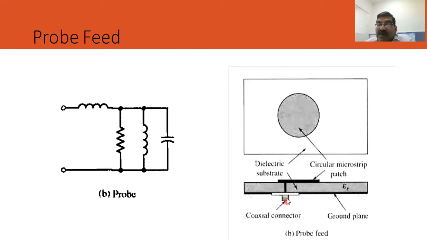Now the advantage of probe feed is that it is easy to connect, but there is a mechanical strength issue. If your antenna is very small, then probe feed may give you a mechanical strength problem. It can become bent, like this. If your probe weight is more, then it may give you problems.